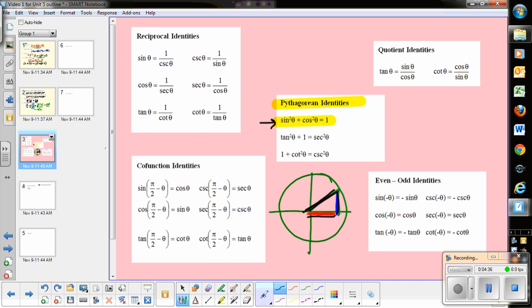The other 2 Pythagorean identities can be derived from that first one. We'll talk about this in class at some point, I'm sure. But both of those come from the first Pythagorean identity, and the first Pythagorean identity is related to this unit circle, okay?